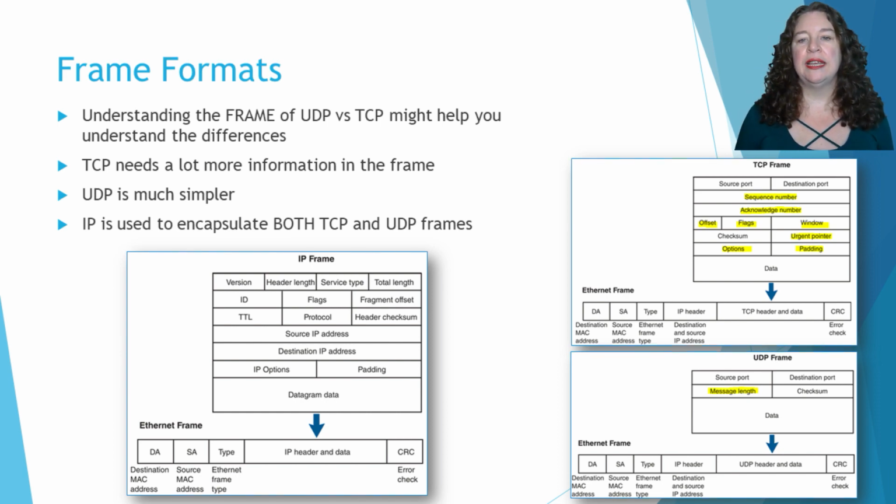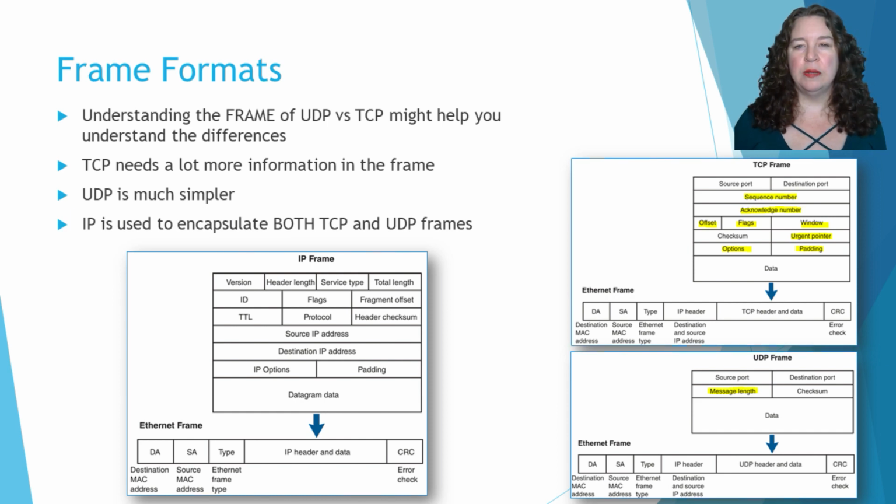It needs the source, the destination, and the data. Throws in a message length just to make sure you know how big it's going to be, uses a checksum for error checking, but essentially it's much simpler. You can see UDP frames really have mostly data, whereas TCP frames have a lot of extra header information to make sure we keep things straight.